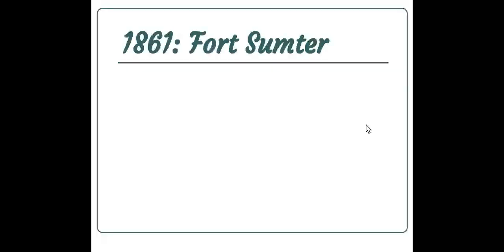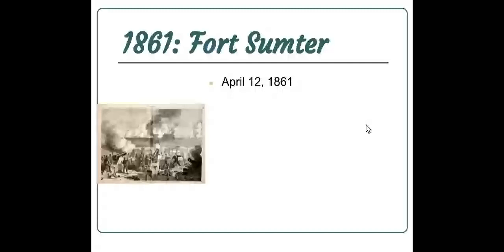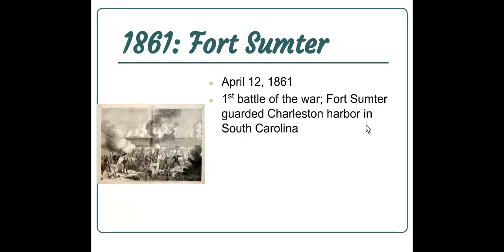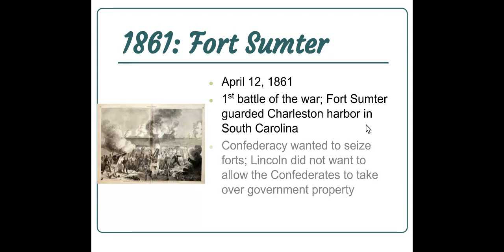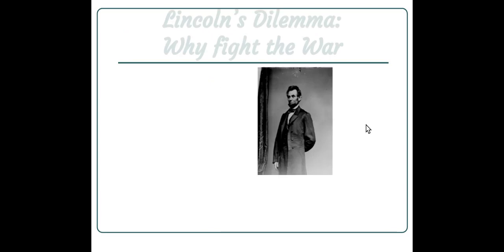Now, in 1861, this is going to be pretty much the first battle of the Civil War. And it's going to be the Battle of Fort Sumter. It's going to take place on April 12th in 1861. And Fort Sumter was guarding Charleston Harbor in South Carolina. South Carolina, because they seceded and they were now part of the Confederacy, wants the fort. But Lincoln was not going to allow the Confederates to take over this because it was government property. Now, the Confederates attack, and because there is not a lot of presence of Union military, they are able to win Fort Sumter.